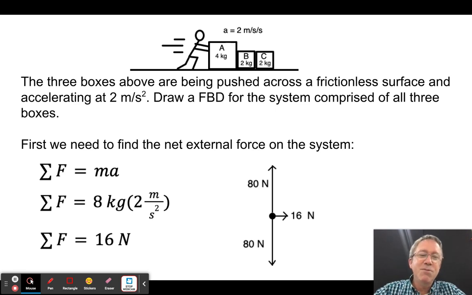All right. Oh no, Mr. Sampson. What, three? Yes. Now we have three boxes. Okay, I have three boxes pushed across a frictionless floor, and they're accelerating at 2 meters per second squared. I want to draw a free body diagram for all three boxes.